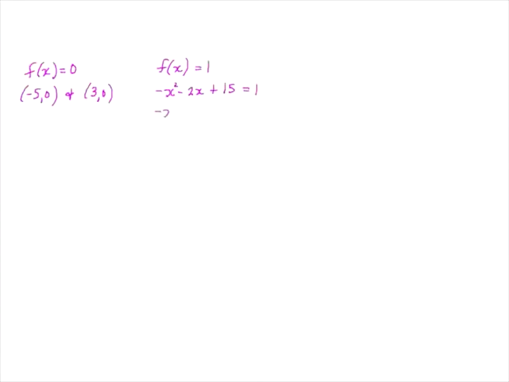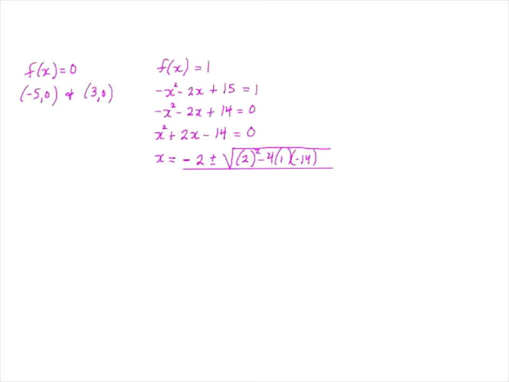So then we have -x squared minus 2x, bring the 1 over, results in a positive 14 equal to 0. Multiplying throughout by -1, we have x squared plus 2x minus 14 equals 0. And the exact value of x there can only be determined, again, by using the quadratic formula. So we have minus b plus or minus the square root of b squared minus 4 times a times c, all divided by 2 times a.